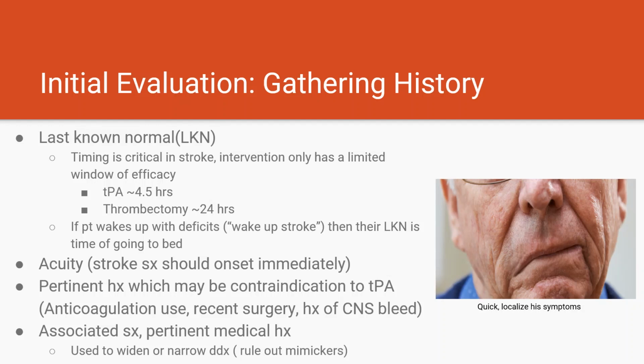If you have time, you should also attempt to determine any pertinent history that may be a contraindication to TPA, including anticoagulation use, which I'll touch on in a second. Associated symptoms and pertinent medical history are also important here, as they help us rule out mimickers, but don't waste a ton of time gathering these.